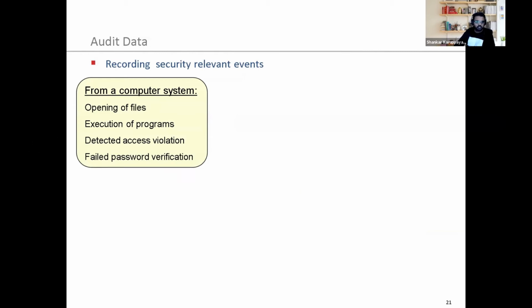It's in terms of which files are being opened, which programs are being executed, is there any access violation that is being performed, if there's any password verification that has failed. So these are examples of how the audit data from a computer system will look like.